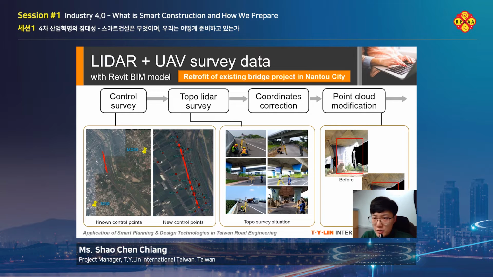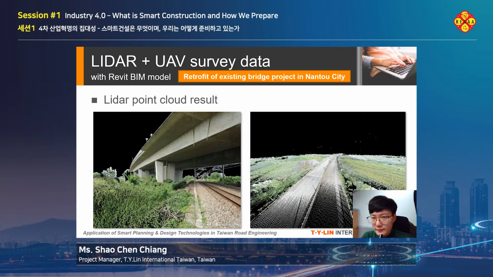Before the modifications, the point clouds are not overlapping with each other. After the modification shown here, you can see the two towers is overlapping correctly with each other. So here is our final LiDAR point cloud result. You can see clearly the existing bridge and the railway beneath it here. All the details here, and even the electric wires of the railway here.